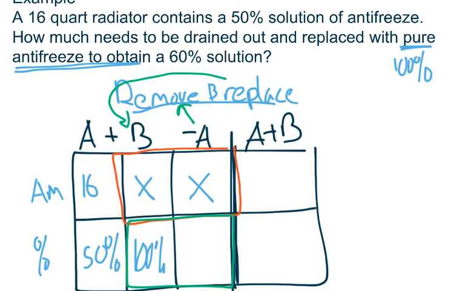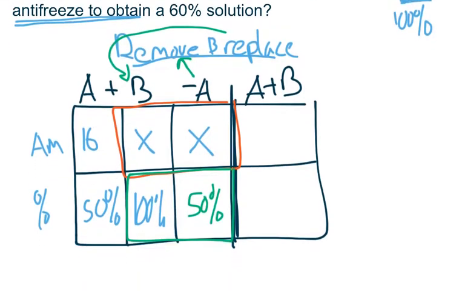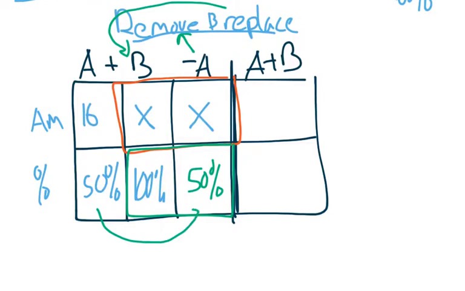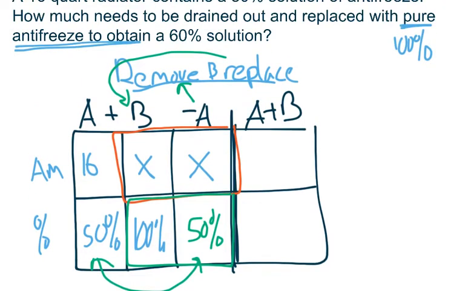Now what we're going to notice is that these down here are going to be different. And they better be, right? Otherwise we've done absolutely nothing. We're removing 50% because that's what's currently in there. And so we should have some nice parity between these two. These guys should be the same if we're removing and replacing. And then the goal is to obtain a 60% solution, which is that right there.